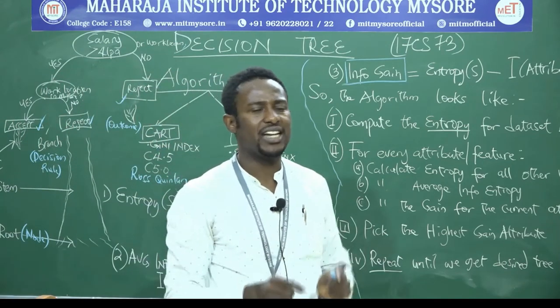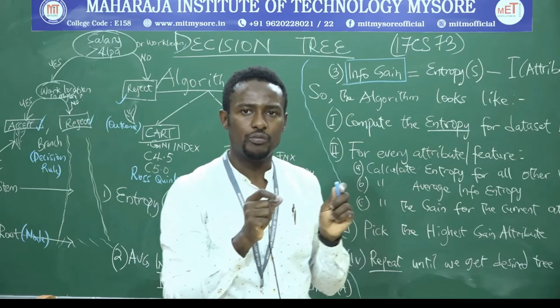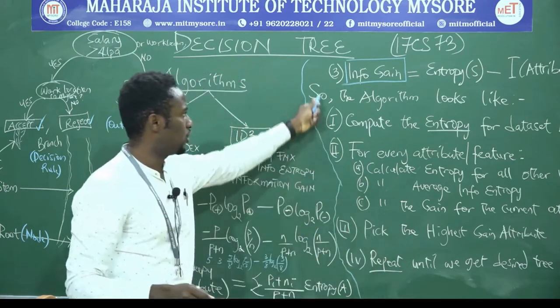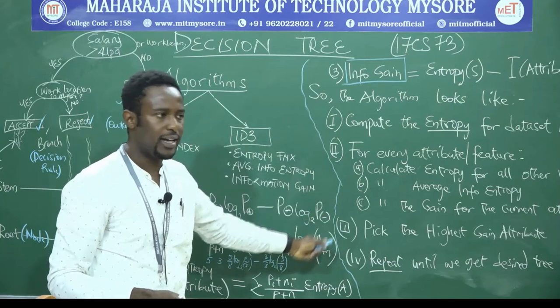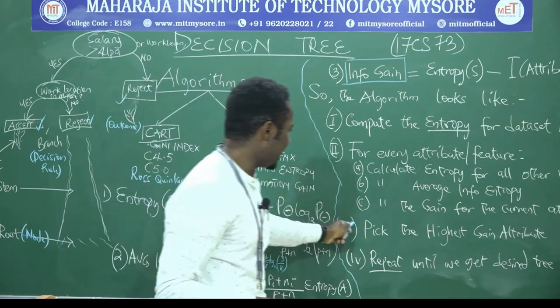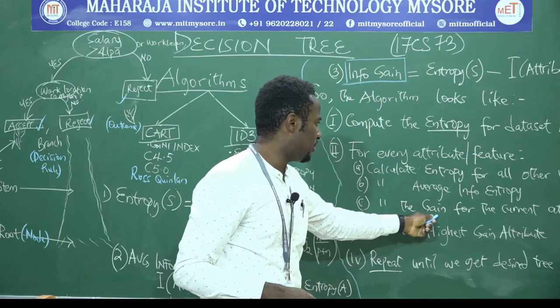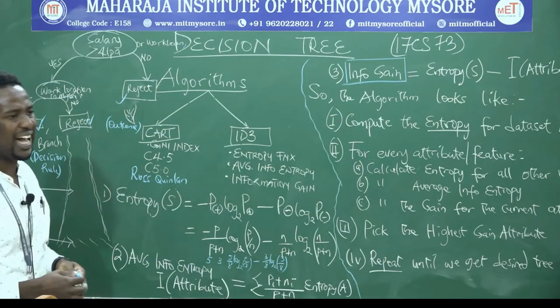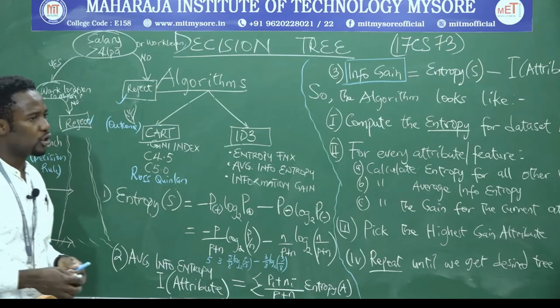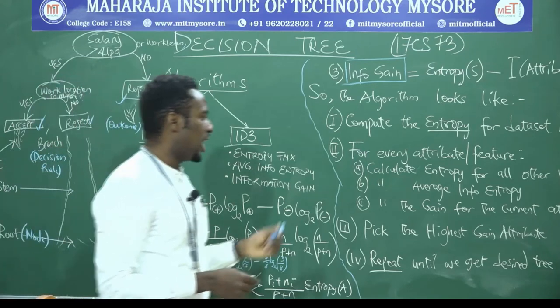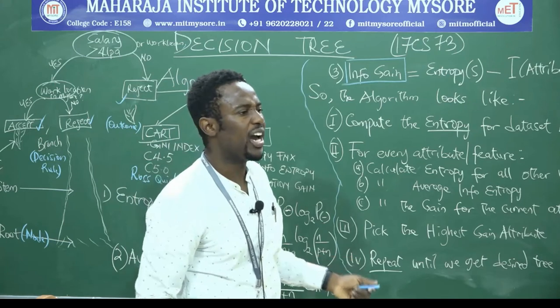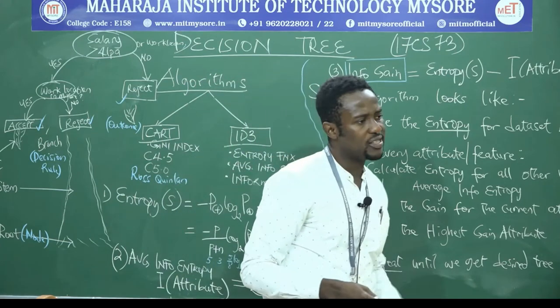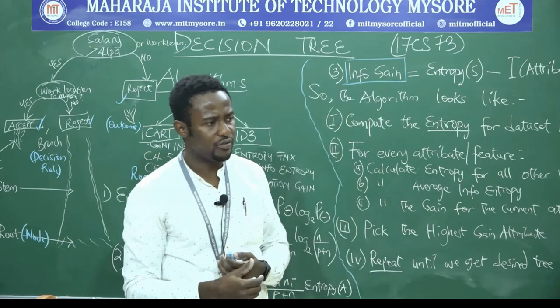Where should I start splitting the tree? Because of that, we use the ID3 algorithm, right? After we have computed the information gain for the current attribute, we pick the one with the highest gain. So from there we start splitting the tree. And how long will we do this? We have to repeat this process until we get pure leaves.